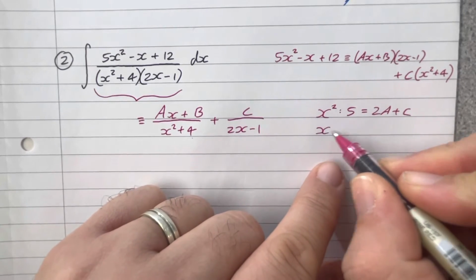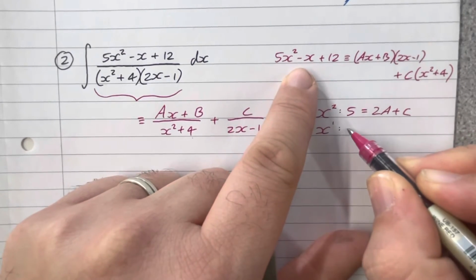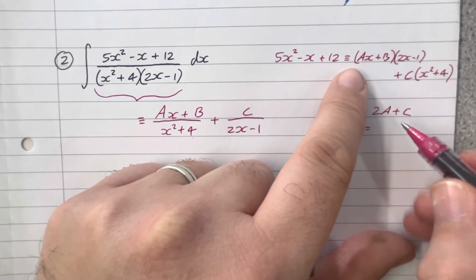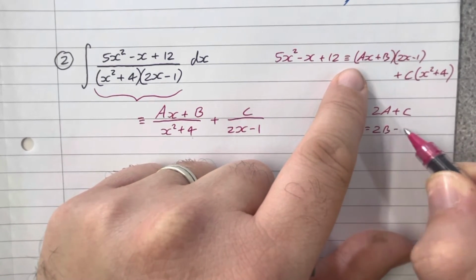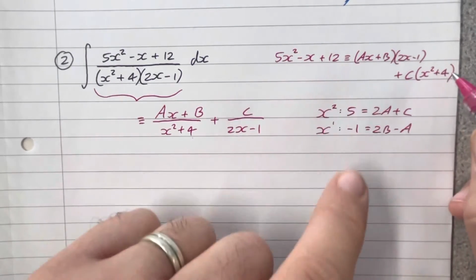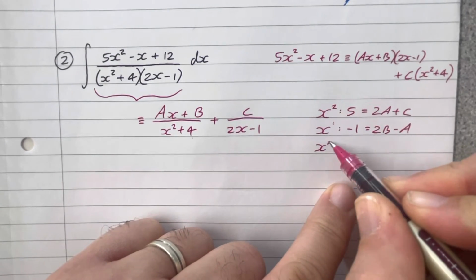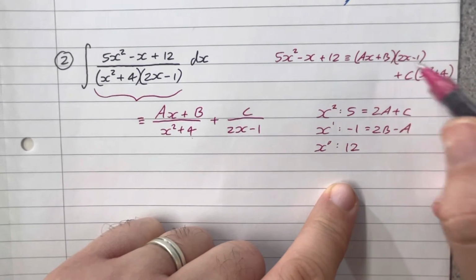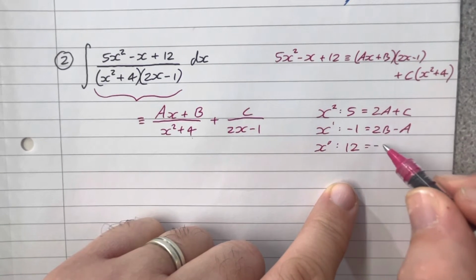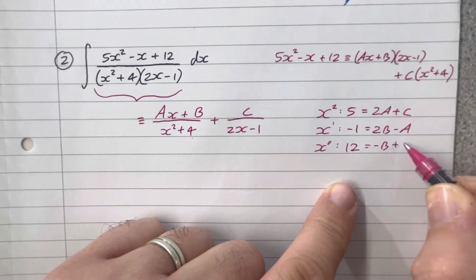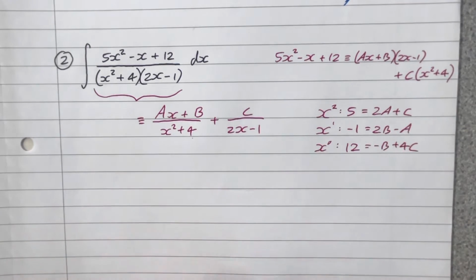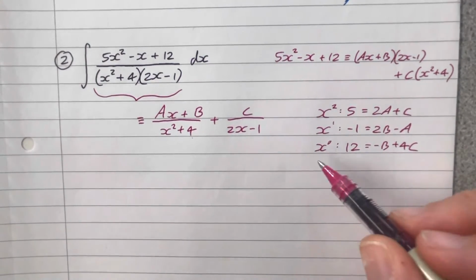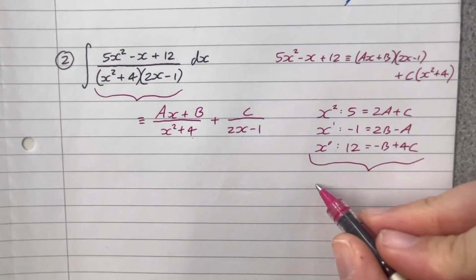And then the linear term, I've got minus 1 on the left. I've got 2b minus a on the right. Okay, there's no c, there's no linear term from that one. And then the constant term, I've got a 12 on the left, and then I've got a minus b plus 4c on the right. Okay, so these have to be true, and I've got a set of simultaneous equations here, which I can go ahead and solve.